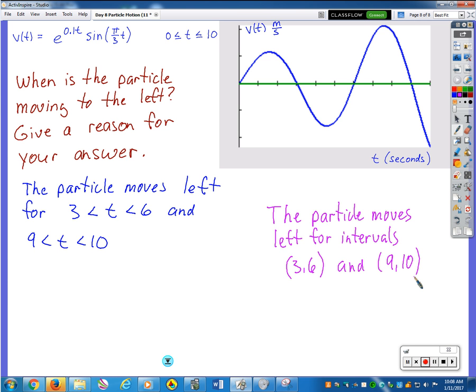You can answer it. I'll just give you a little hint. Right at 3, is the particle moving left, right, or is the particle stopped? Stopped, because the velocity is 0. So we don't really technically want to use a bracket, because the particle is only moving left, not stopped. Does that make sense? Yep.